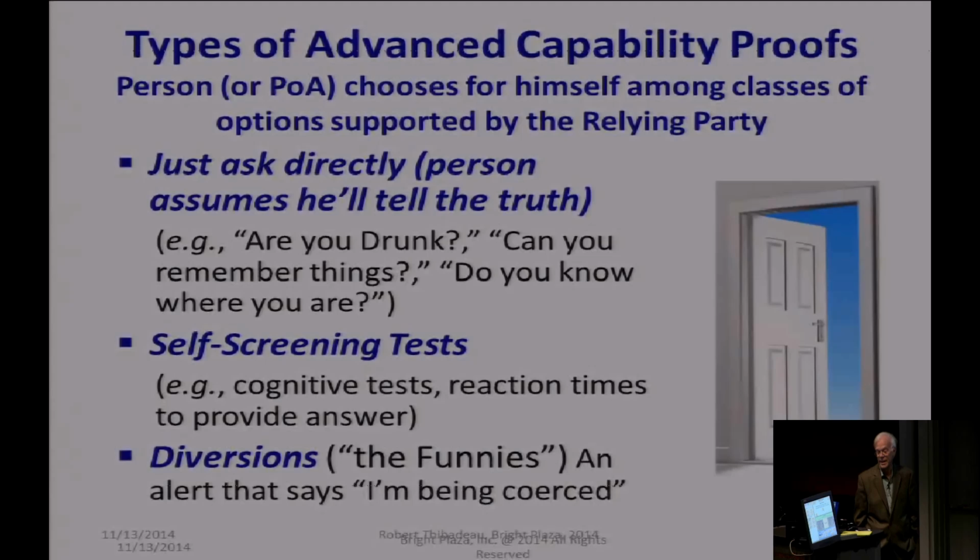Another one is self-screening tests. You can give people cognitive tests, look at their reaction times and so forth, and say, you know, this guy is not performing as expected. We think something's wrong. He might be drunk. He might be something else, and we're going to change what he can do on the website. Okay.